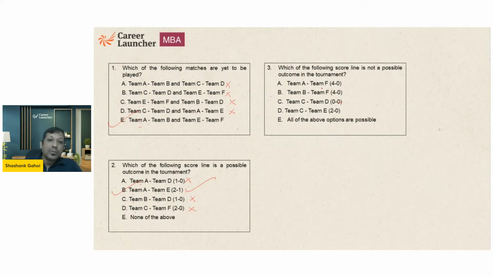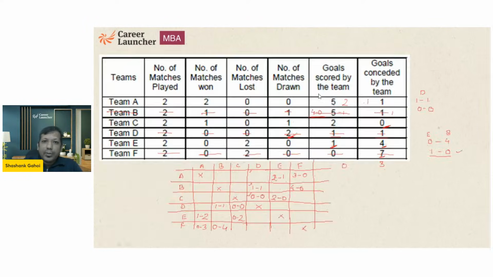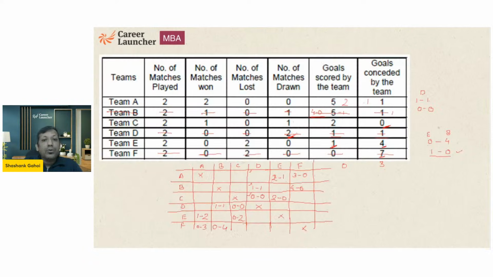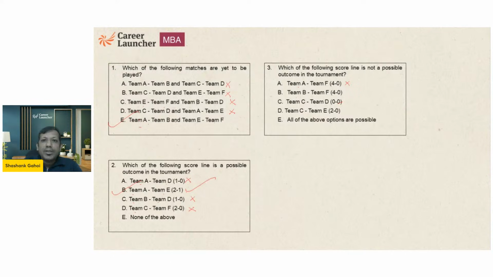Which of the scores is not possible? A and F 4-0, not possible. B and F 4-0, oh, B and F 4-0 is a possible outcome. C and D 0-0, again a possible outcome. C and E 2-0, again a possible outcome. So which of the following is not a possible outcome? That is option 1, team A and F. That 4-0 is not at all possible. So the answer to this question is going to be option A.